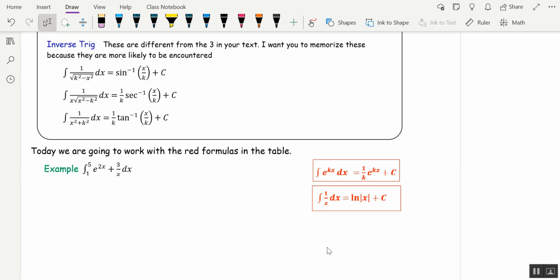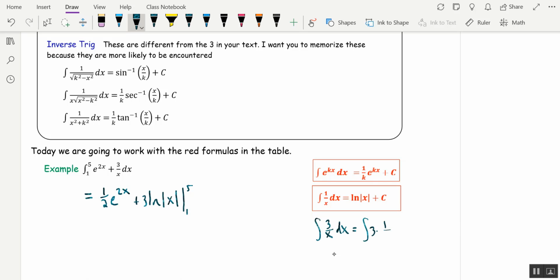So now let's jump down and start some examples. This first example doesn't require any work. To write down an antiderivative, we just use the Bible. This is 1/2 e to the 2x plus 3 ln of the absolute value of x, and that's all between 1 and 5. Now, if I went a little bit fast for you on that 3 ln absolute value of x, think of 3 over x as 3 times 1 over x. The 3 is a constant, it can come out, and the integral of 1 over x is ln of the absolute value of x.